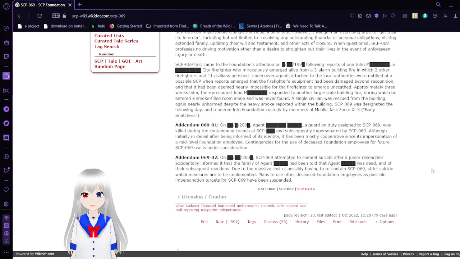In the early 2000s, Agent Bob, a guard on duty for SCP-69, was killed during the containment breach of another SCP and subsequently impersonated by SCP-69. Although initially in denial after being informed of its identity, it has been mostly cooperative since its impersonation of a mid-level Foundation employee. Contingencies for the use of deceased Foundation employees for future SCP-69 uses are under consideration.